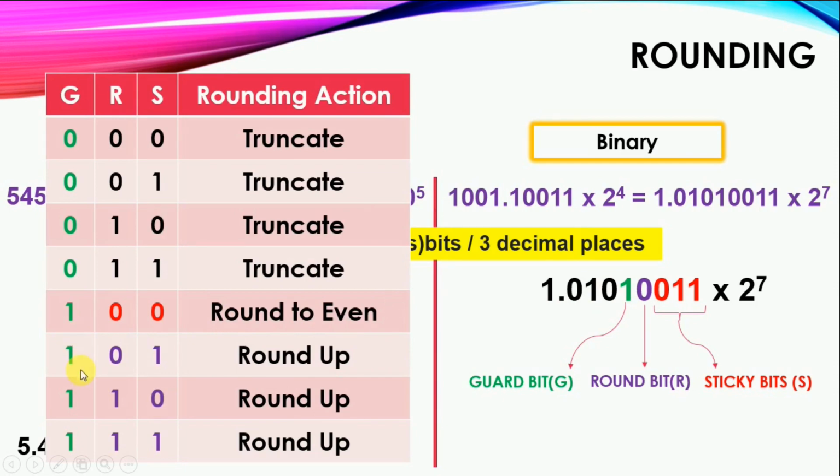In the next case, if the guard bit is 1 and the round and sticky bits are non-zero, we have to round up by adding a logic 1 at the LSB of the bits to be retained. For example, in this case my guard bit is 1 and the combination of round and sticky bits is non-zero. So I have to add a logic 1 at the LSB of the bits to be retained. Here the bits to be retained are 1.010, so I add logic 1 here and end up with this answer.